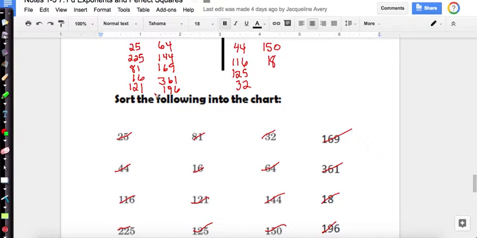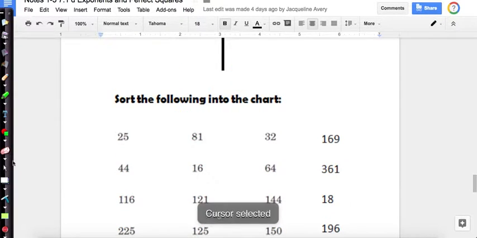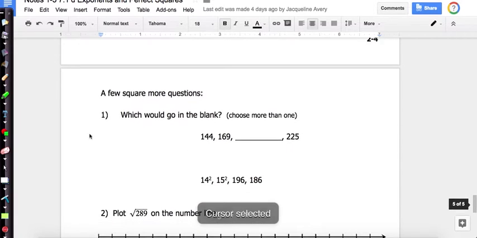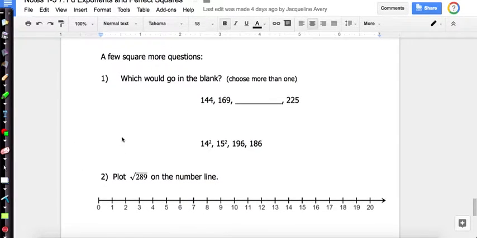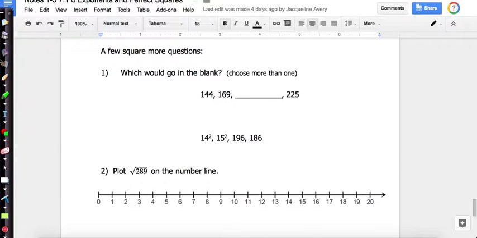Okay, so now we know what's a perfect square and what's not. If you were having trouble with those, all you have to do is multiply a number by itself and see which ones you actually get. Now these are more like SOL type questions, something you might see on a quiz, a test, or maybe even an SOL. So which one would go in the blank?